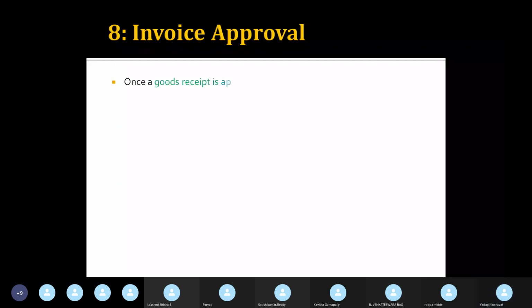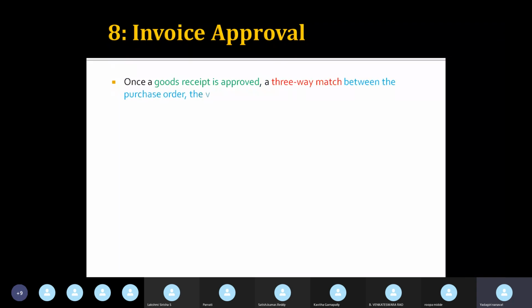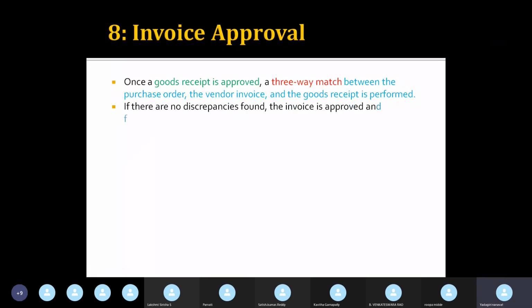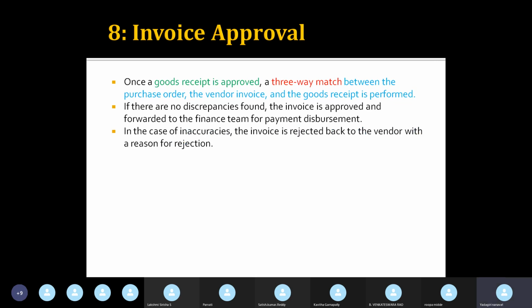Invoice approval. Once a goods receipt is approved, the three-way matching between the purchase order, the vendor invoice and the goods receipt is performed. If there are no discrepancies found, the invoice is approved and forwarded to the finance team for payment disbursement. If everything is fine, then we will make the payment to the vendor. In case of discrepancies, the invoice is rejected back to the vendor with a reason for rejection.